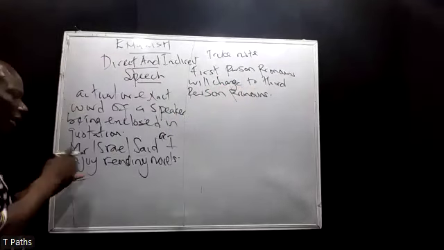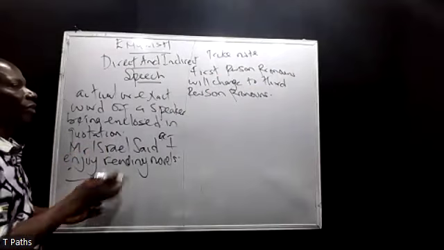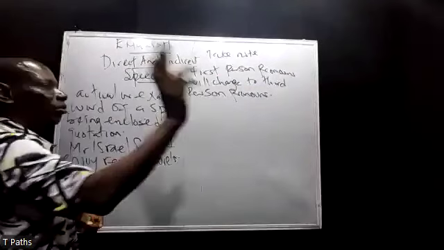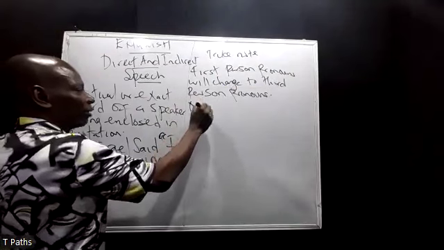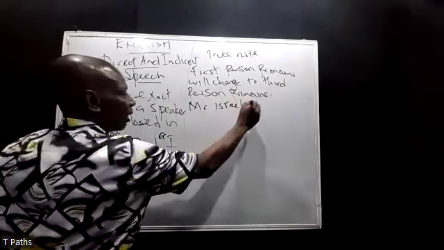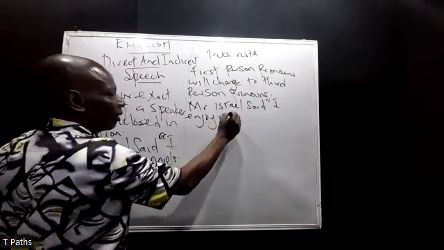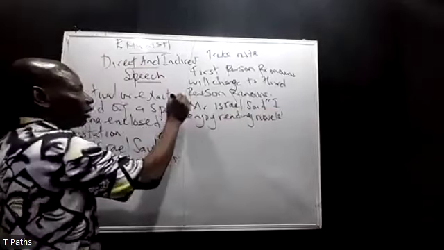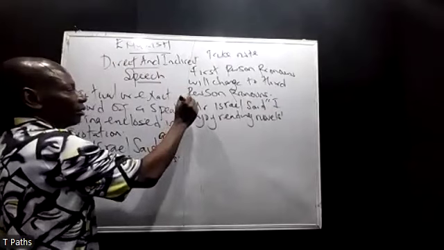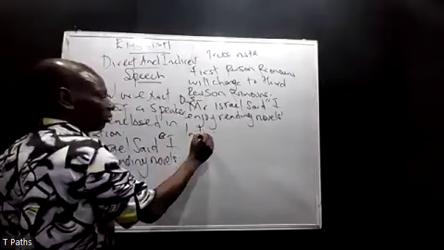For instance, look at it. I said here, under direct speech, Mr. Israel said, "I enjoy reading novels." Now that I will change to what? Let me write. Mr. Israel said, "I enjoy reading novels." This is the direct speech, D.S. The indirect, I.S. Indirect speech. Now look at it very well.